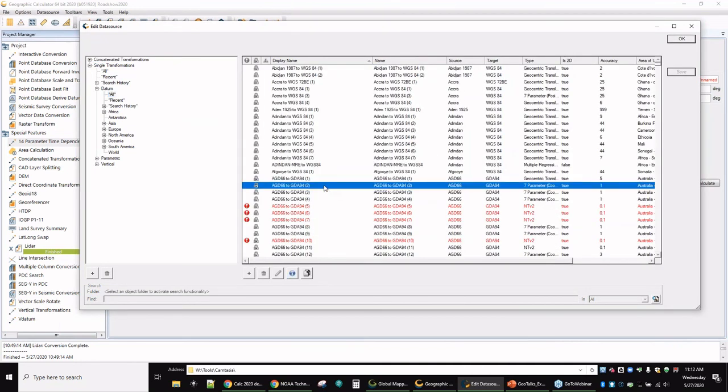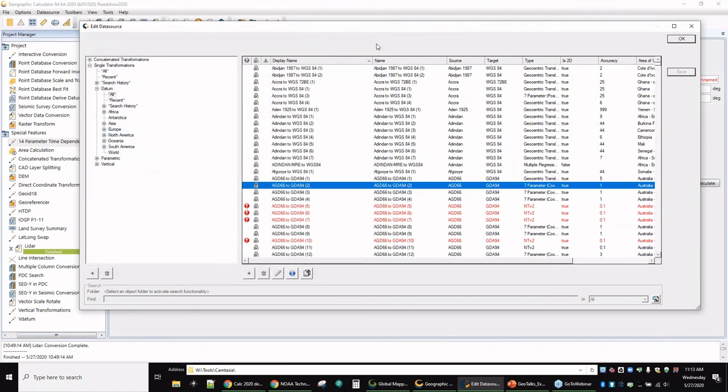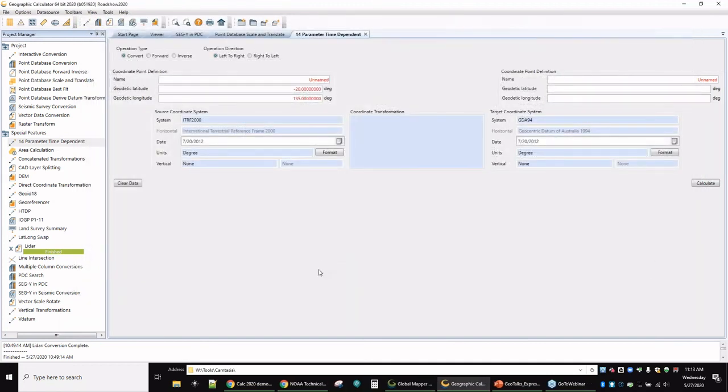Let's see here. Here is an Australian one. It is a 7-parameter transformation. This is the checkbox you'll see up here. So it says 2D. If the checkbox there is 2D, then that is not a 3-dimensional transformation. If you have a particular transformation in there that has that unchecked, then that is a 3D transformation, and it will manipulate your elevations if you apply that to a transformation that you're doing.